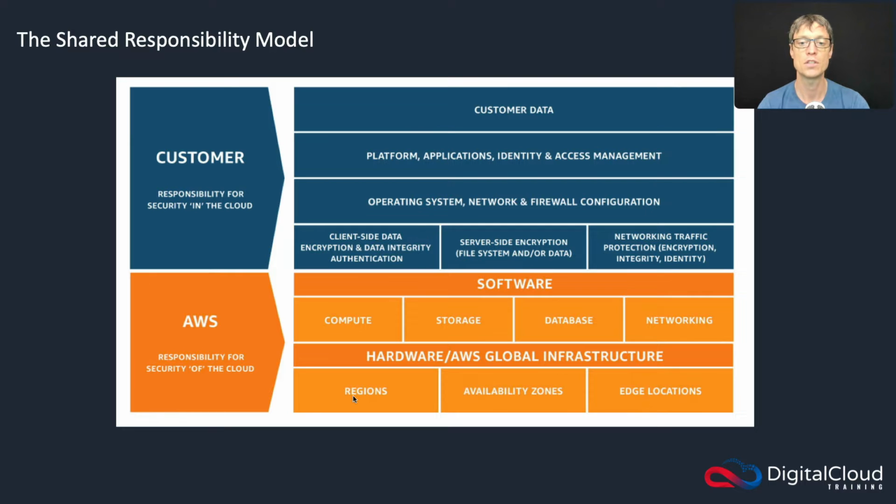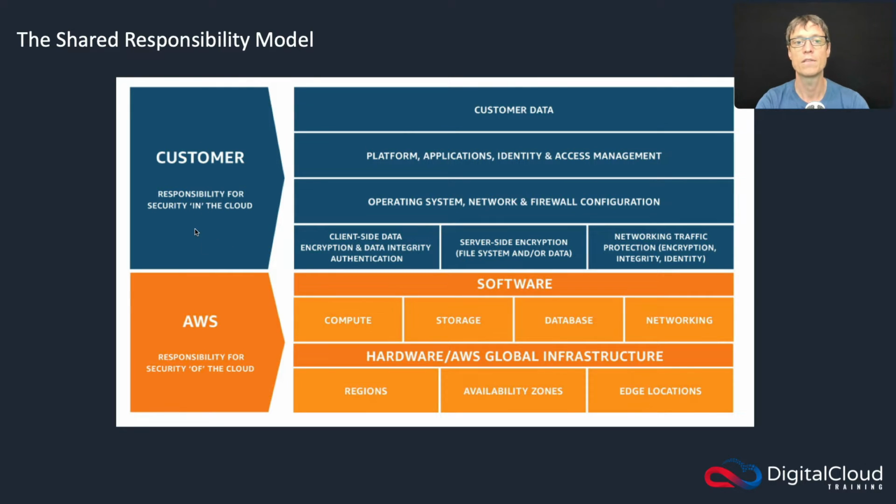That includes the regions, the availability zones, the edge locations, the compute hardware, the storage, the database, the networking, and they also have a layer of software on top of these. So they have things like hypervisors and management systems and so on that's completely their responsibility.